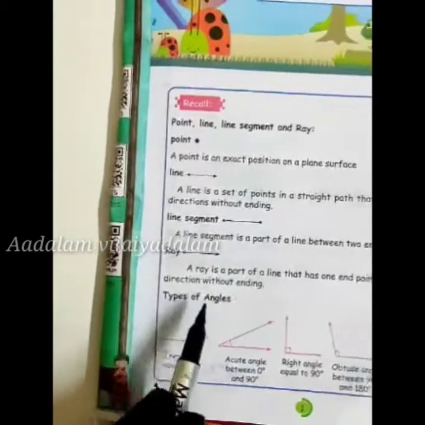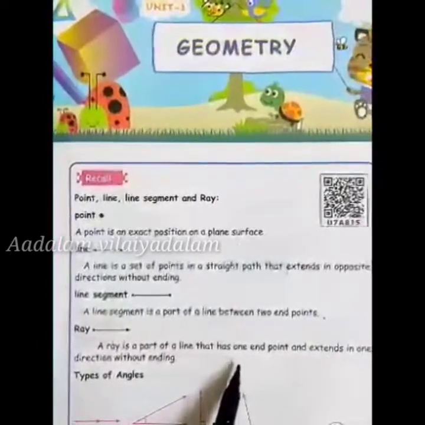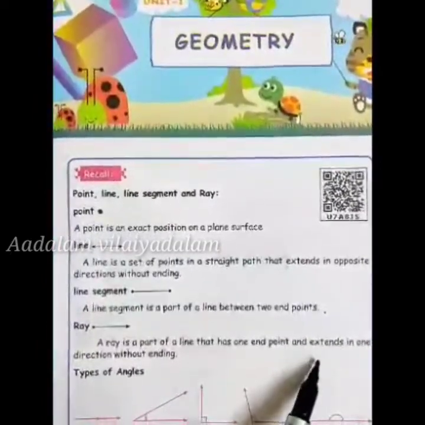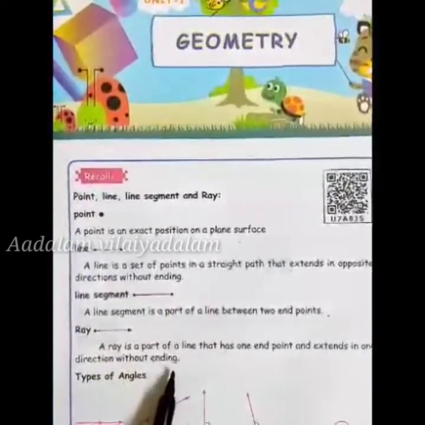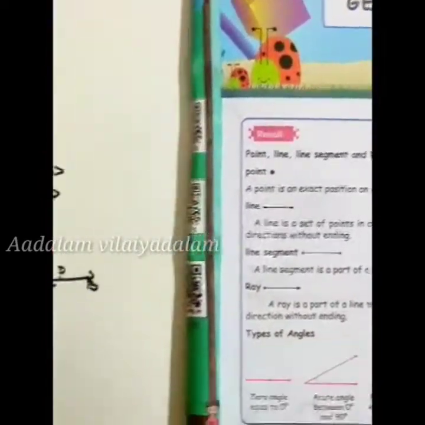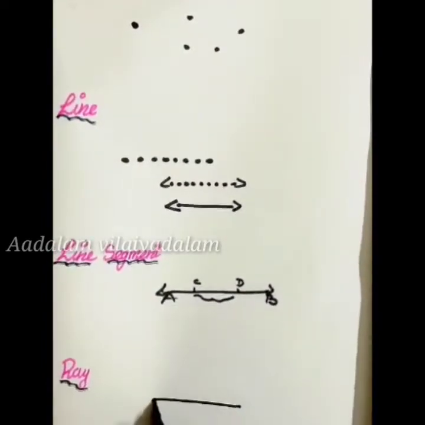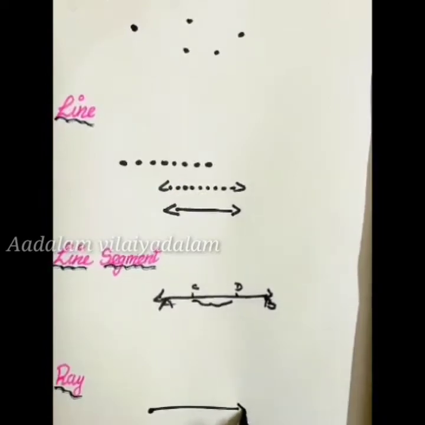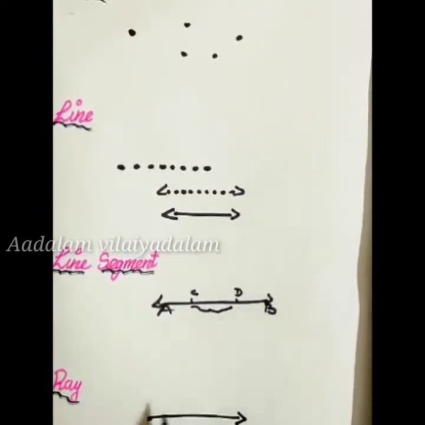Now move to the ray. A ray is a part of a line that has one endpoint and extends in one direction without ending. So children, here is a ray. A ray is a line with a point, like this way.